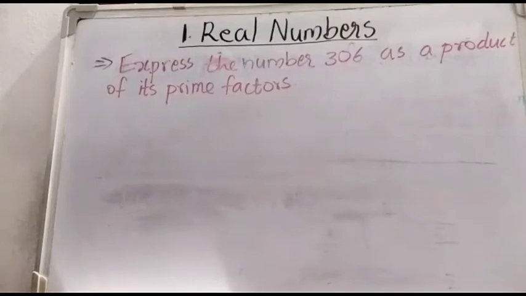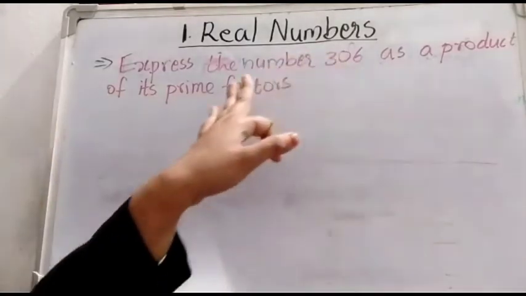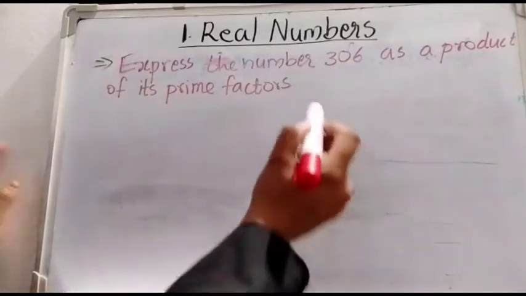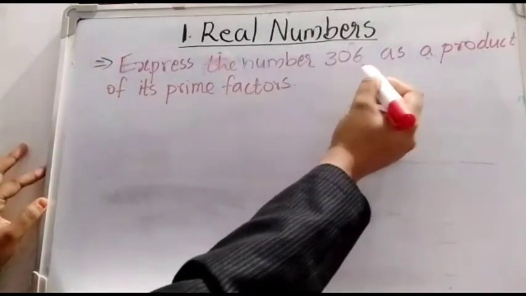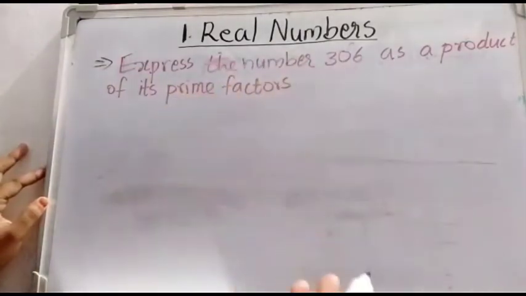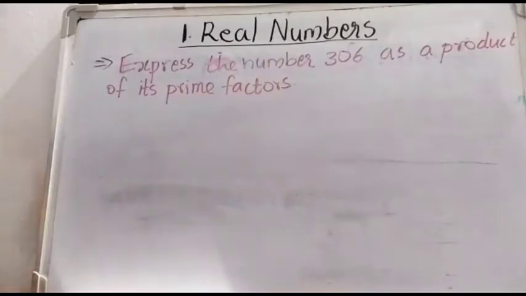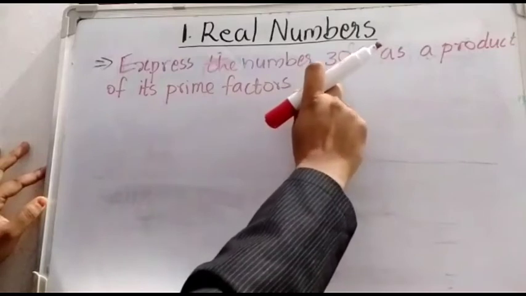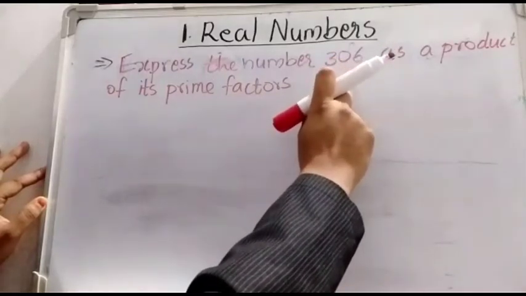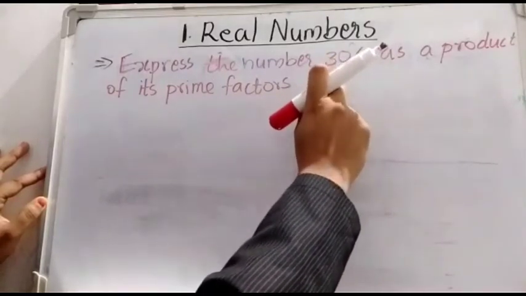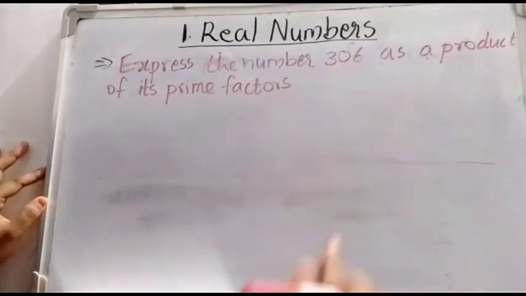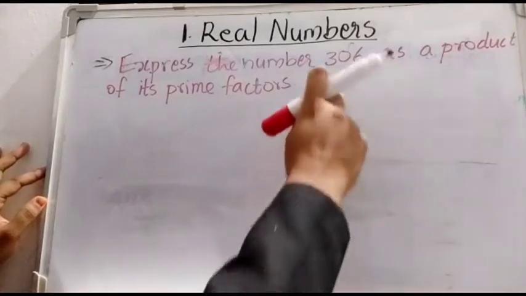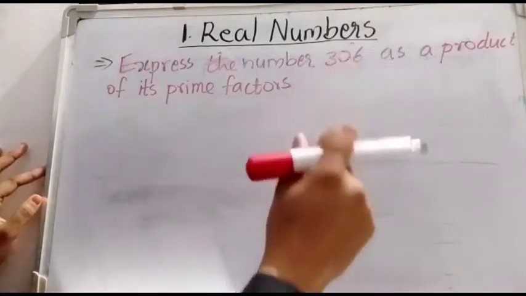Okay friends, let's discuss one problem regarding the fundamental theorem of arithmetic. I will read the question: express the number 306 as a product of its prime factors. So we have to express this composite number, yes, this 306 is a composite number, as the product of its prime factors. So we first need to factorize this 306.